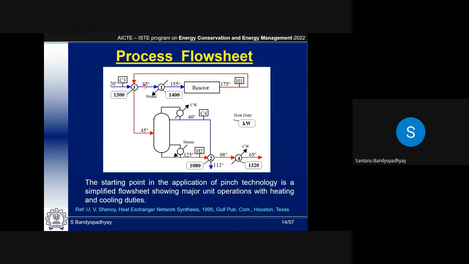Now, if C3 has to go up to 155 degree centigrade, then 85 is not sufficient. We need to heat it up. So we are providing steam heating, and the duty of this exchanger is 1400. Similarly, cold water is used to reduce the temperature from 98 to 65 for H2, and it required 1320 kilowatt of cooling water. Okay. So this cooling water has been given in terms of kilowatt.